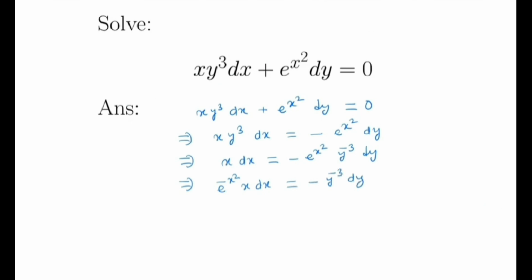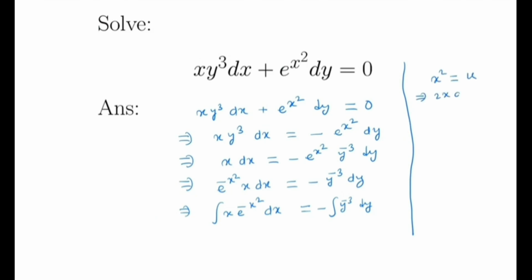3 dy. So now take integration on both sides. So it will be the integral of x e to the minus x squared dx is equal to the integral of minus y to the minus 3 dy. So for the first integral, we will make a substitution, which is x squared is equal to u. So then 2x dx is du. So x dx is du by 2. So this will be the integral of e to the power minus u du by 2.